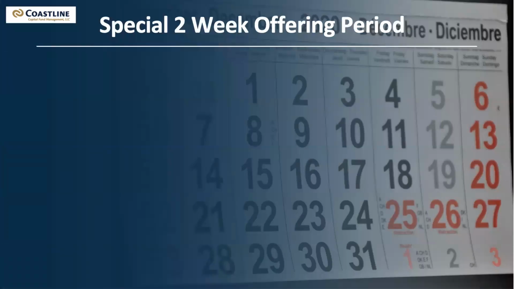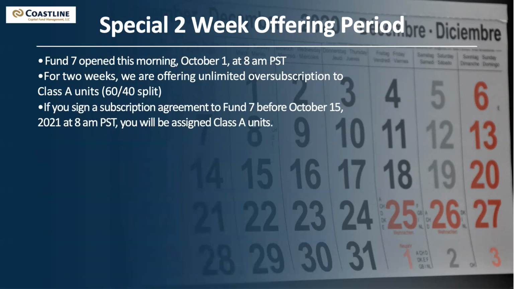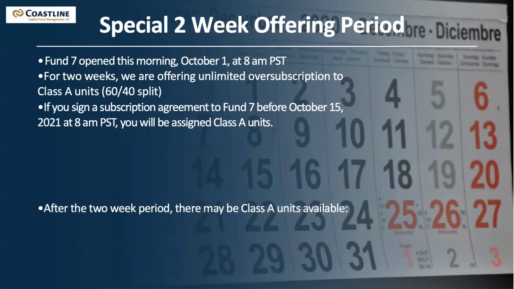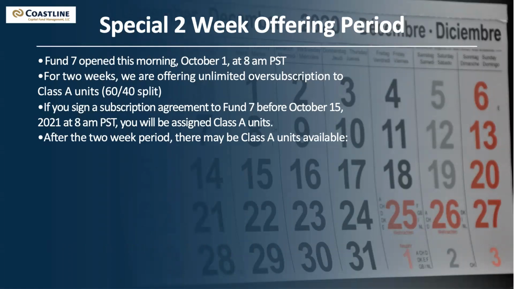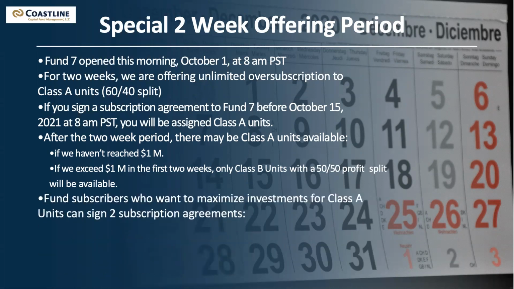So here's the special 2-week offering period. The fund opened this morning, October 1st, and then for 2 weeks, we're offering unlimited oversubscription to Class A units. This means if you sign a subscription agreement to Fund 7 before October 15th, you'll be assigned Class A units. After the 2-week period, there may be Class A units available if we haven't reached 1 million. But if we exceed 1 million in the first 2 weeks, only Class B units with the 50-50 split will be available.